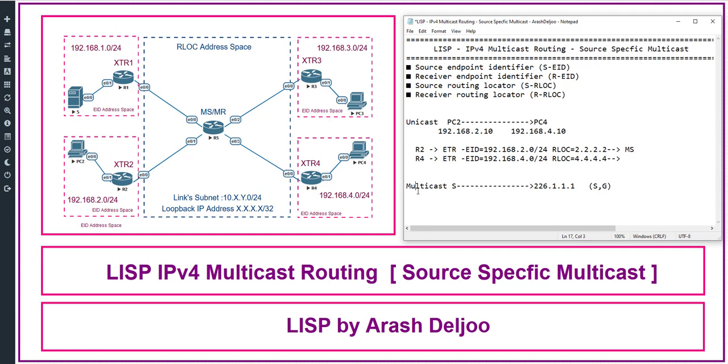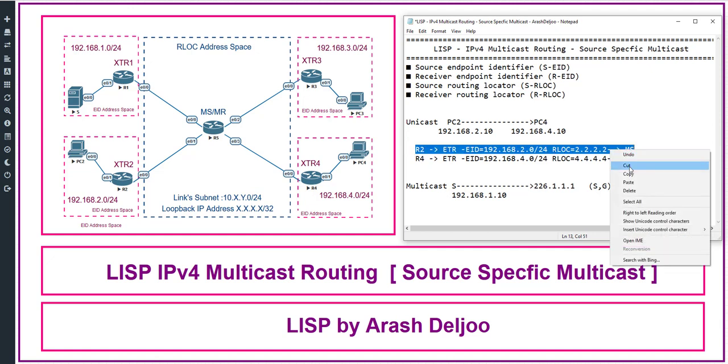This is from our multicast knowledge. The source IP of this example packet is 192.168.1.10, and the destination IP, as you can see, is 226.1.1.1, the multicast group. We don't need to advertise 226.1.1.1 to the mapping servers. We only need to map the source IP. Here we have a difference. Look here.